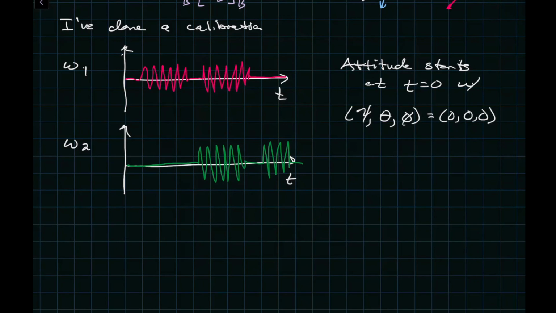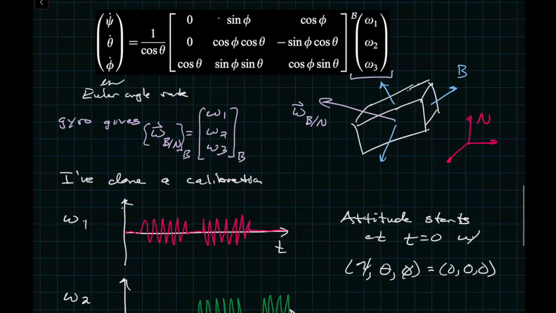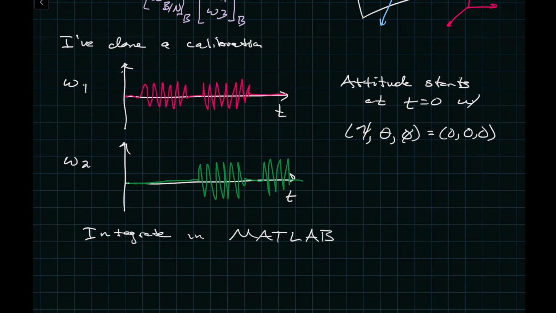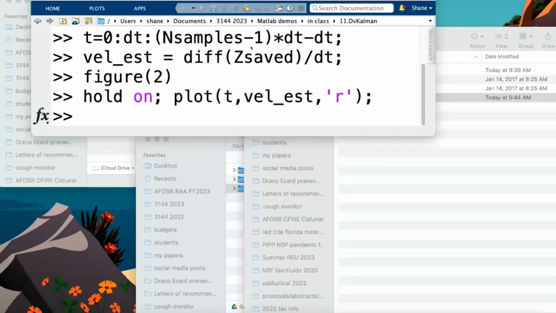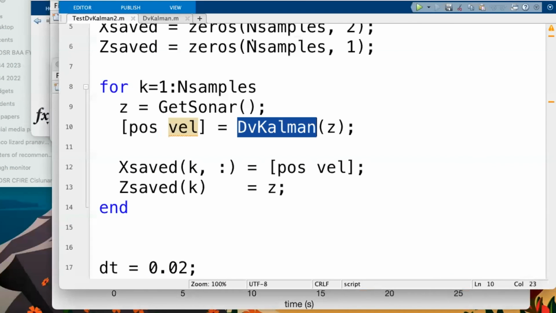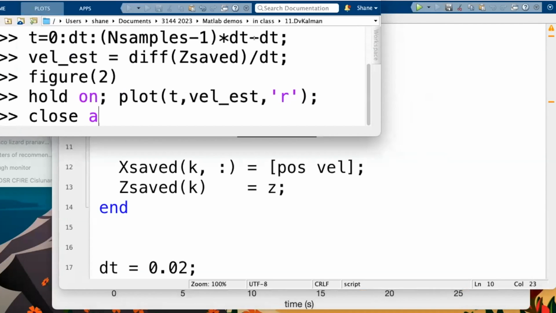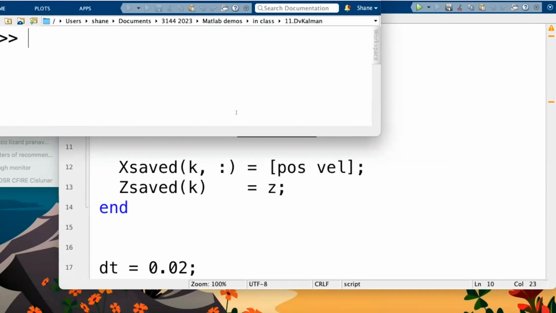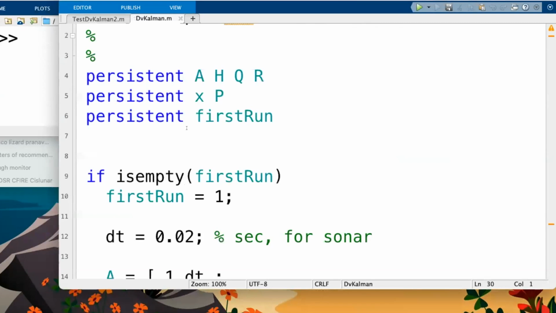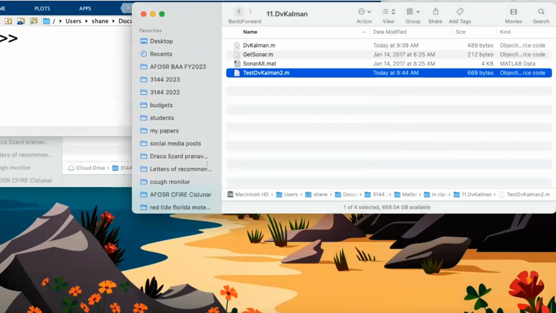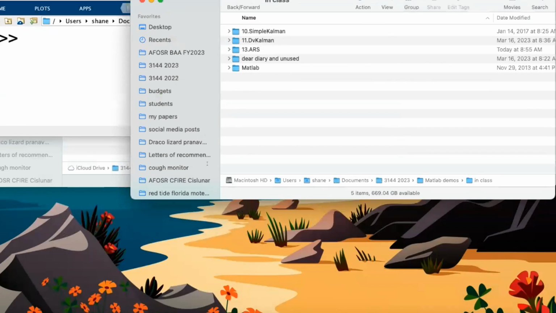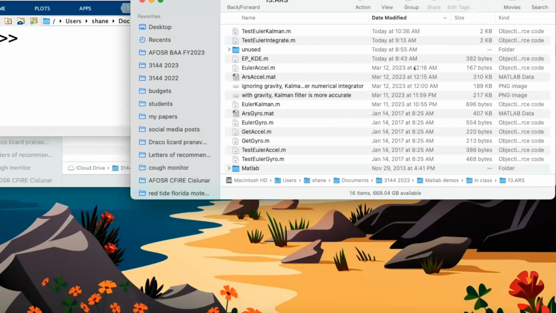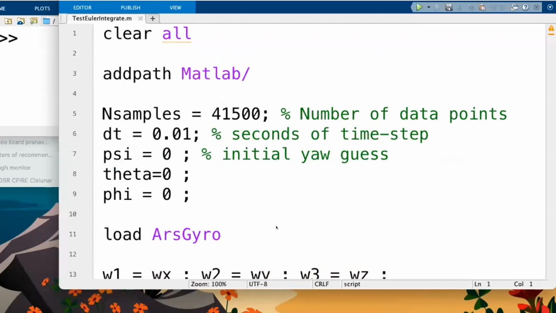Let's try it. We'll integrate that ODE in MATLAB. So go back to MATLAB, see what we can do. So you'll find in the Google Drive, there'll be this thing called 13.ARS. ARS stands for Attitude Reference System. I'm going to use this test Euler integrate. There are about 41,000 data points separated by 0.01 seconds. There's my initial yaw, pitch, and roll. And then I will just integrate that. And it'll plot it for me.